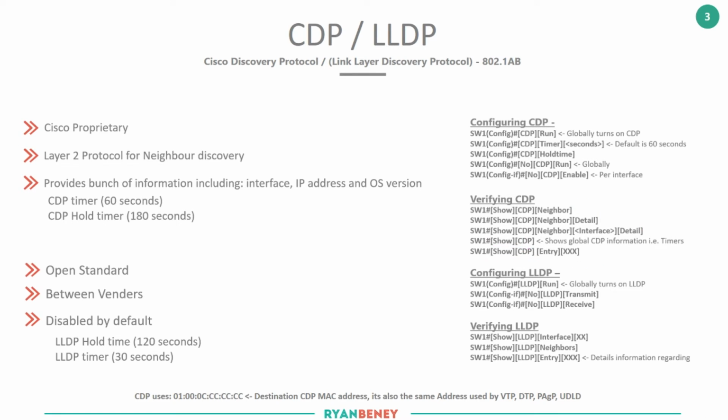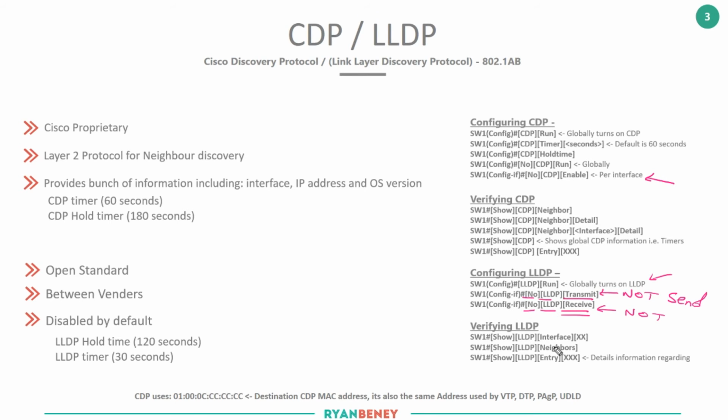LLDP, similar again, you can configure it to run globally, but to turn it off on a per interface, you have to use the no LLDP transmit to not send LLDP, and the no LLDP receive to not accept LLDP. So again, a little bit different to the config that's done up here, and something that you may want to keep in mind is part of the CCENT exam.